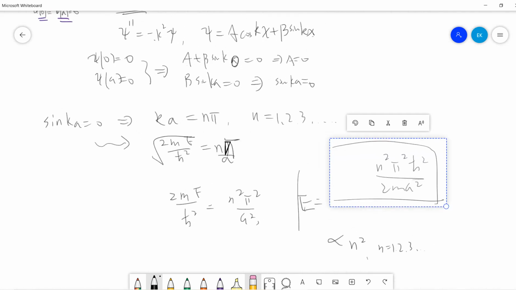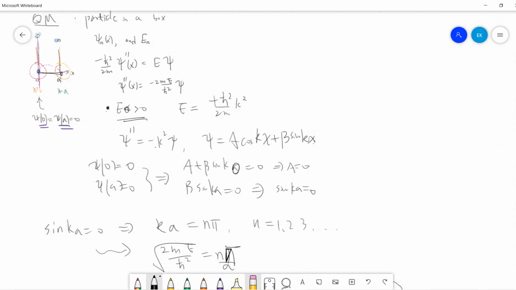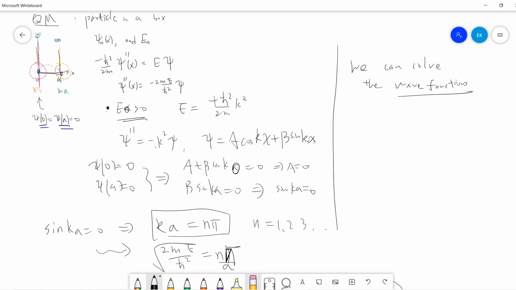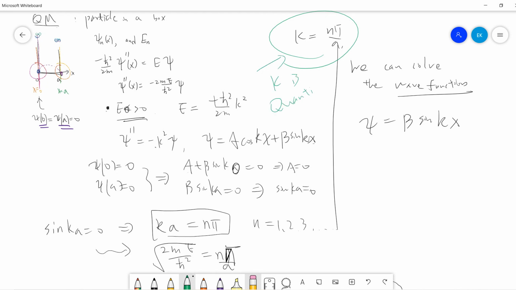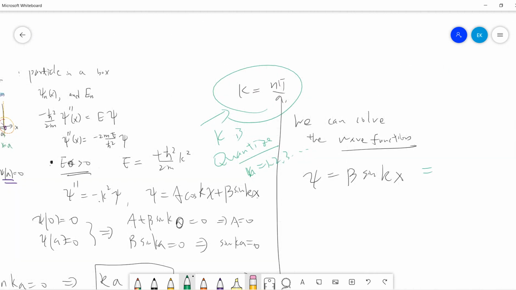Okay, so now we have solved the energy, then we can solve the wave function. The wave function is just something times sine kx, and I already solved k, so k is only n pi divided by a. This is the only possibility for k, so k is quantized, with n equal to 1, 2, 3. So this is b sine of n pi x divided by a.